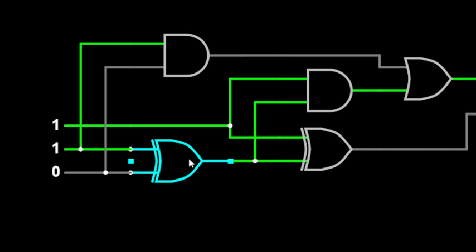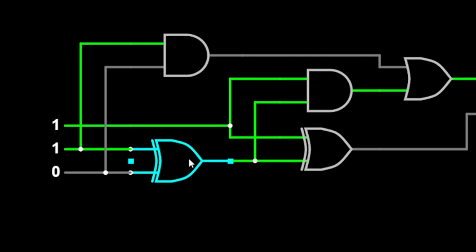This is where the full adder comes in. It can handle three inputs, two bits to be added, and a carry input from the previous stage. It produces a sum and a carry output, making it essential for multi-bit addition.